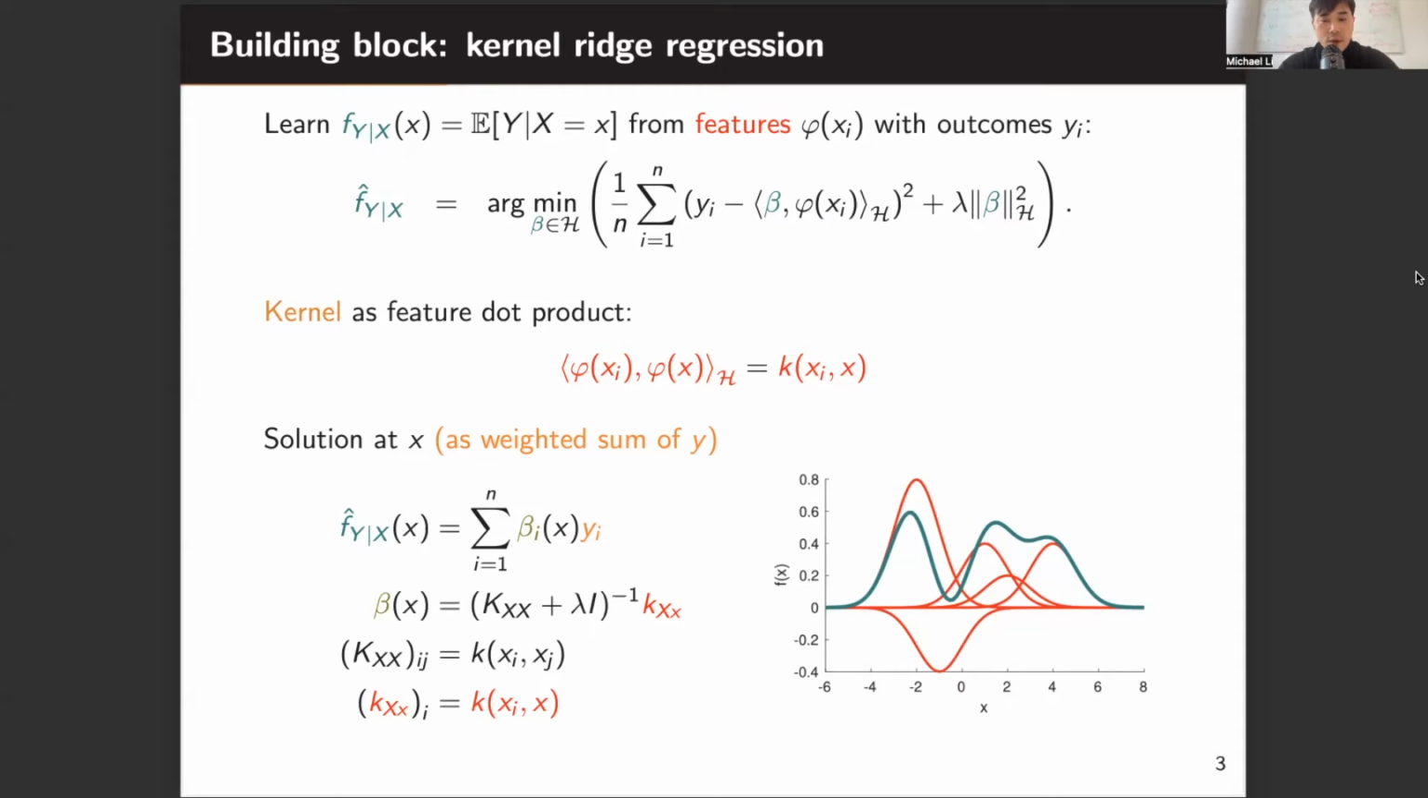Looking at the graph on the right, we can see that the red lines are our feature maps, and the green line, which is our final estimator, is nothing but a weighted average of our feature maps, which are the red lines. Okay, so this is the conventional two random variable learning setting.